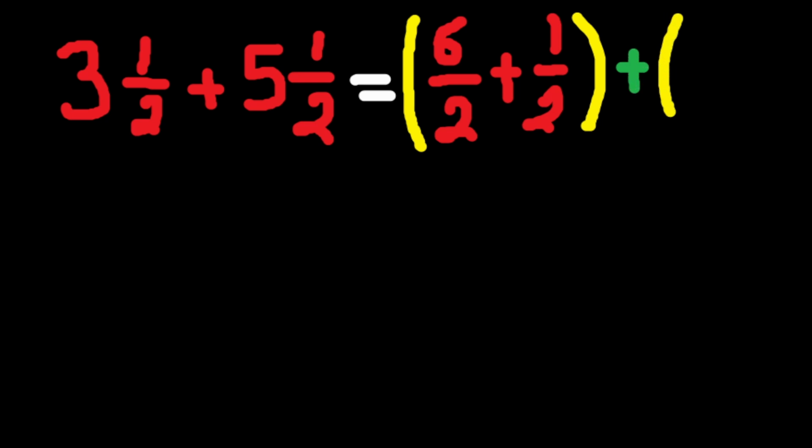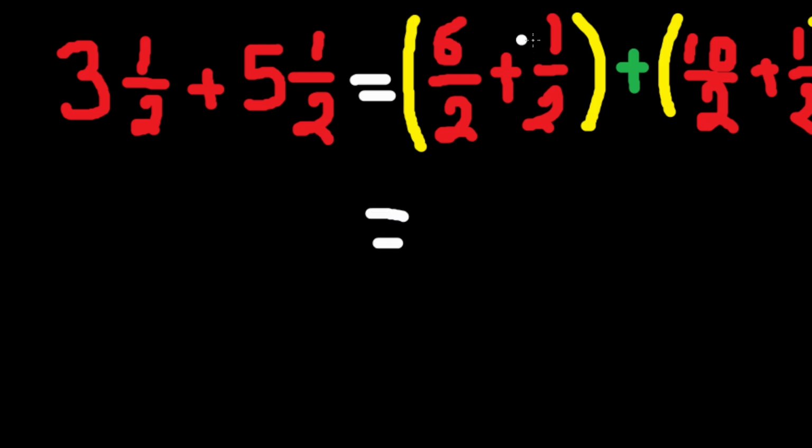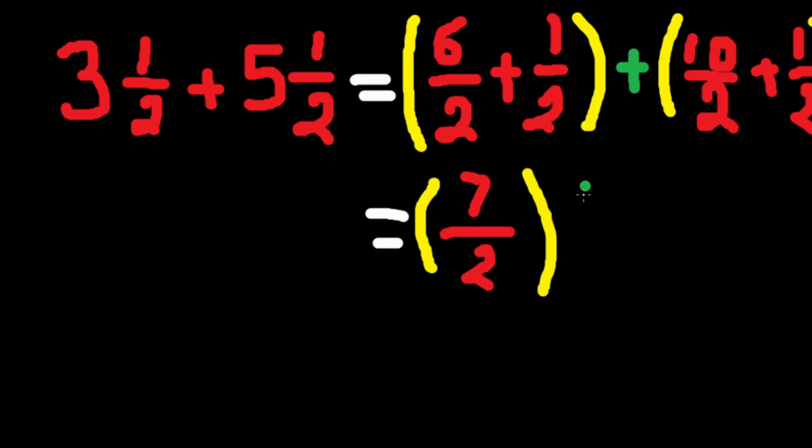And for the 5, we have 5/1, which is the integer 5. So we can turn this by multiplying by 2 on each side to create 10/2 plus the actual fraction 1/2. And then we can simplify these by adding the numerators inside these brackets, where we get 7/2 plus 11/2.